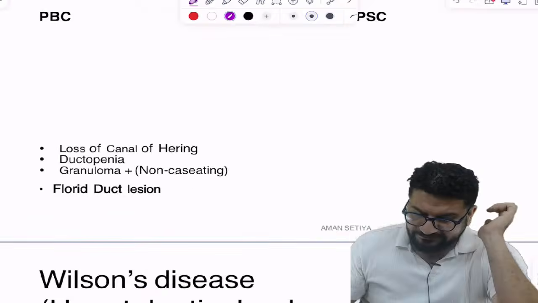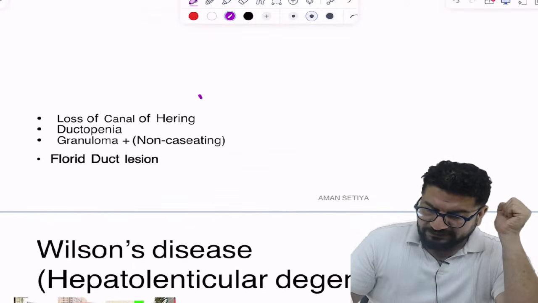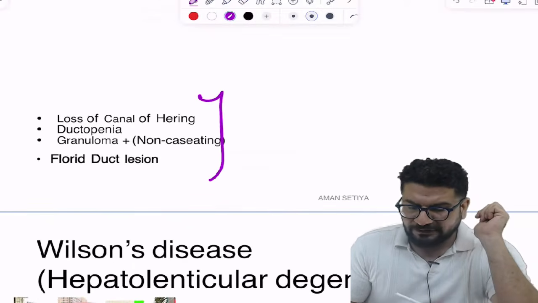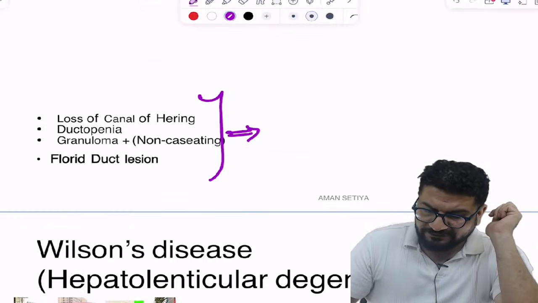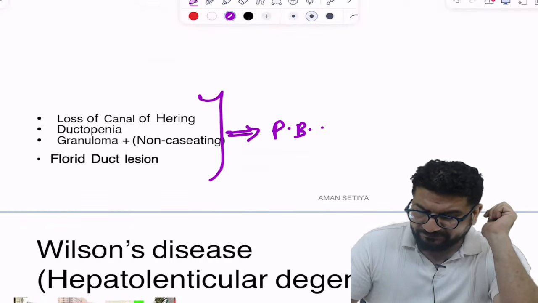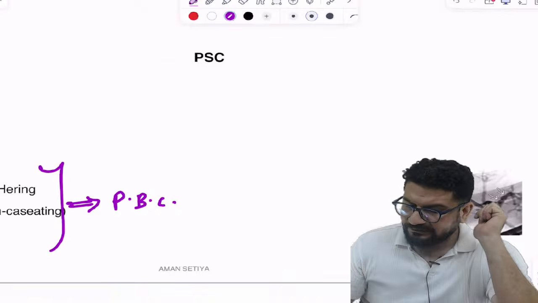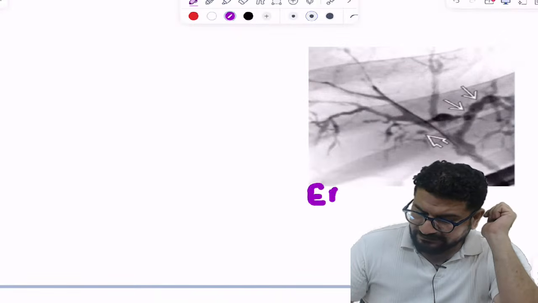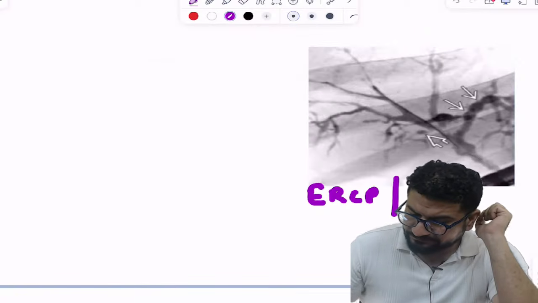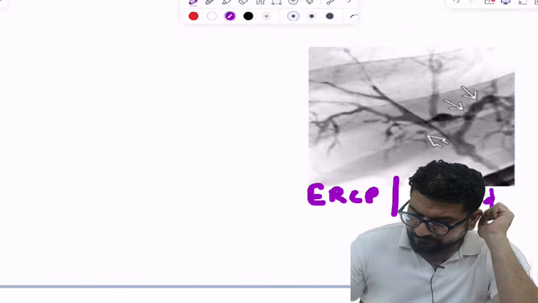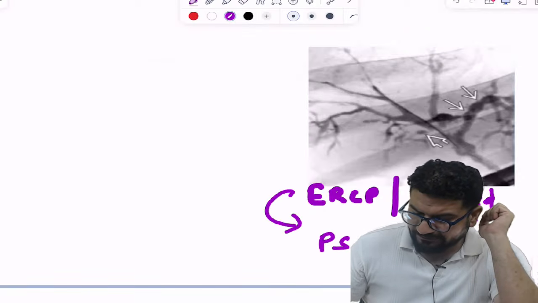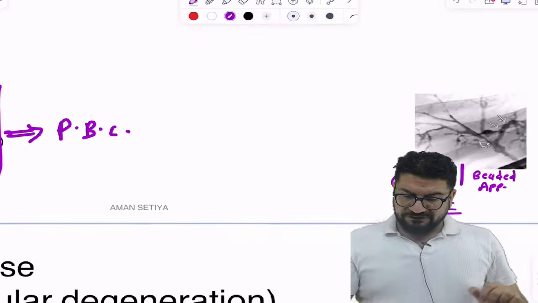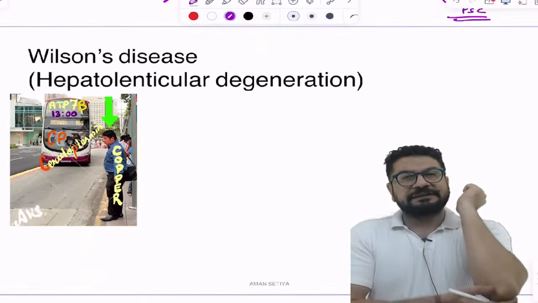Now try to understand this. They ask you florid duct lesion, loss of interlobular bile ducts, ductopenia. These are features seen in a patient of PBC. And this is what we see as pearls on string appearance: in ERCP or MRCP you will find a beaded appearance or pearls on string appearance. It is seen in a patient of PSC, primary sclerosing cholangitis. Okay, Wilson disease they ask in exam.